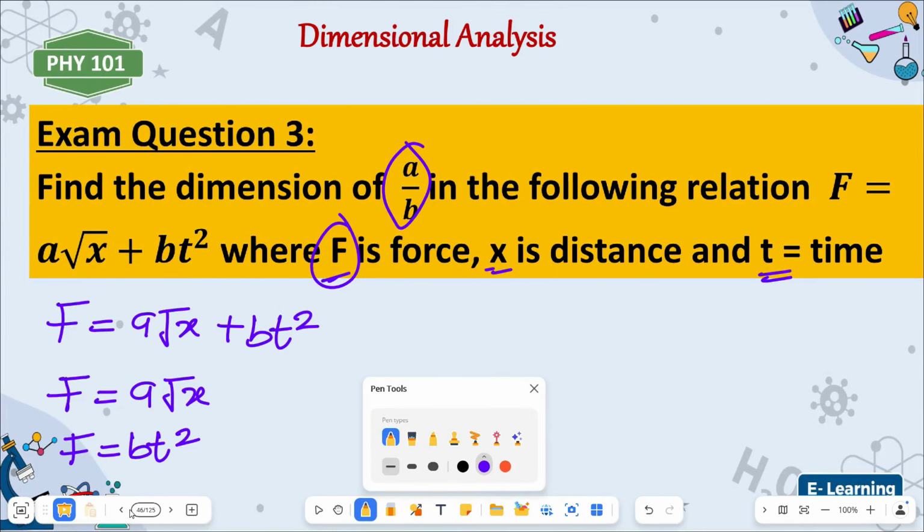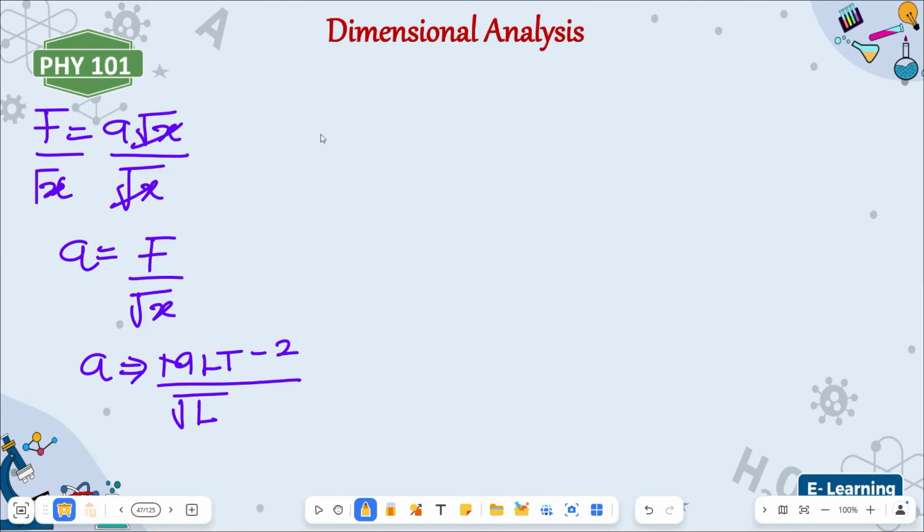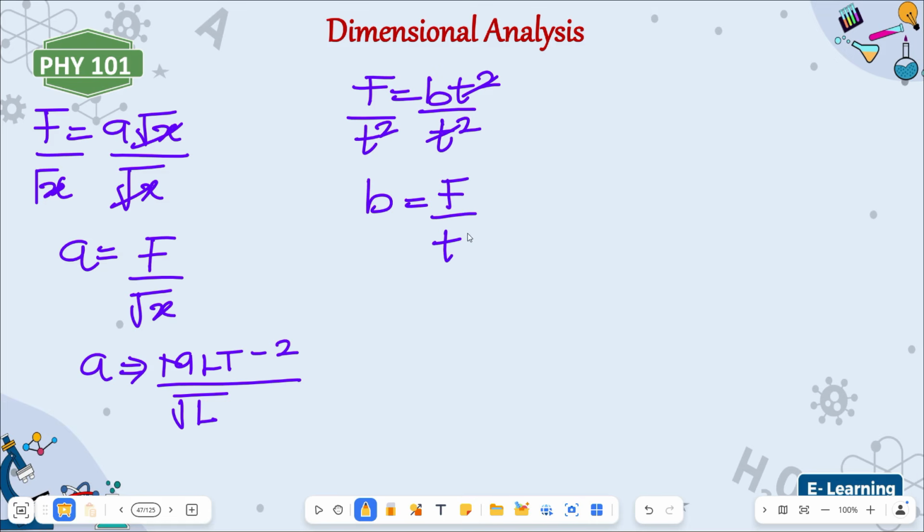And then let's go to B and C. Then we'll do this later. For B, F is equal to BT squared, right? So we'll say also F is equal to BT squared. So make B the subject of the formula by dividing both sides by T squared. So this cancels this. Your B will be F over T squared. So B will be, dimension for F is MLT minus 2. Dimension for T squared is capital letter T squared.